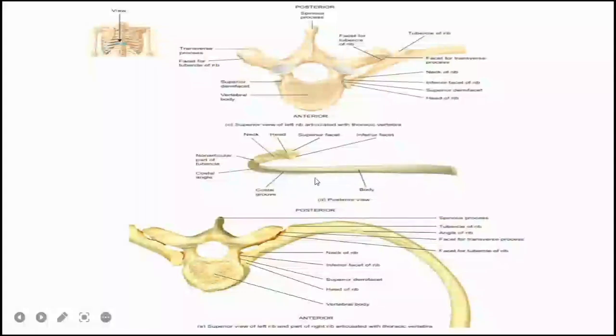We have the body of the rib, then costal groove, costal angle, non-articular part of the tubercle, neck, and head right here, superior facet, then inferior facet at this point. This is the neck of the rib, and you can see the thoracic vertebrae with their structural parts. We have the head of the rib at this location, which articulates directly with the body of the vertebrae, then the transverse process of the vertebrae, especially the thoracic vertebrae. We did explain that, and we'll now get to the real anatomy of ribs.